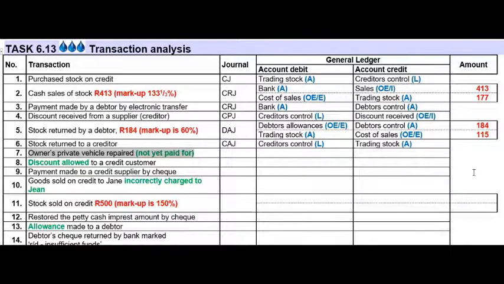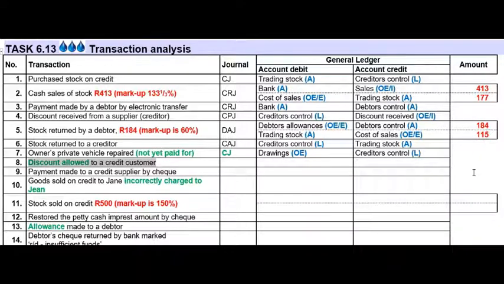Then the owner's private vehicle is repaired, but can you see I highlighted it in green where it said it was not yet paid for. Okay, so if something is not yet paid for, it's in the CJ. The account that will be debited is not repairs because it's not repairing a vehicle of the business, it's repairing a vehicle of the owner, so it's drawings. And because we haven't paid for it yet, we owe a creditor more money on the credit side.